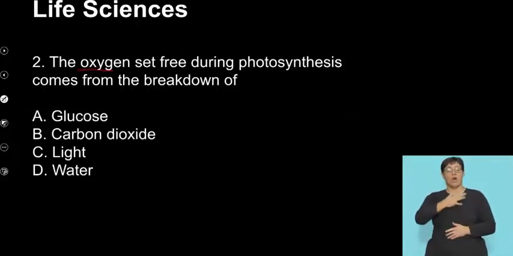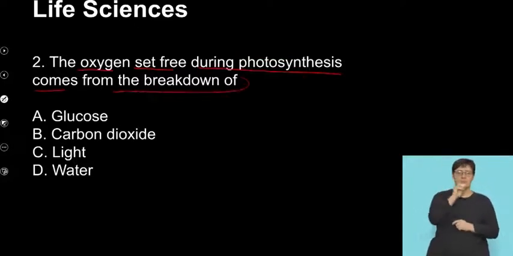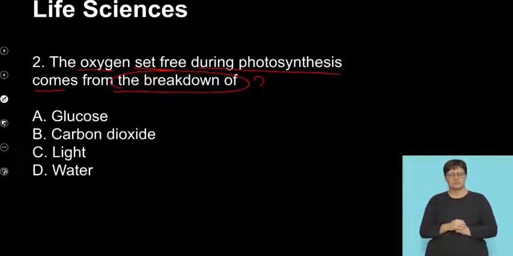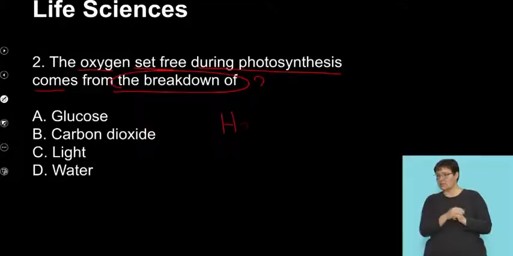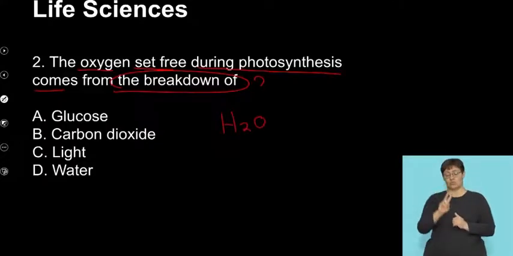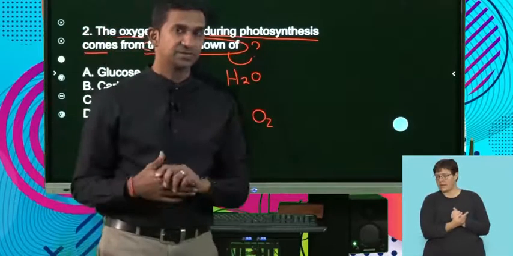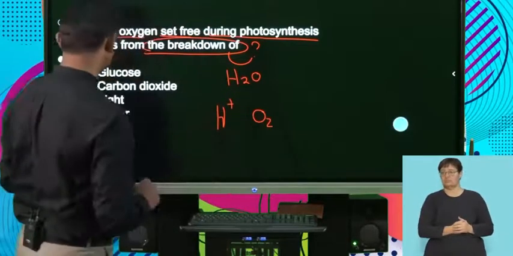The oxygen set free during photosynthesis comes from the breakdown of, and that's interesting because when we looked at the process of oxygen being produced, we realized that during photolysis, the light energy split up water into hydrogen and oxygen molecules. So where did that happen? That happened in the first process, which we call the light dependent phase. So let's look at the options.